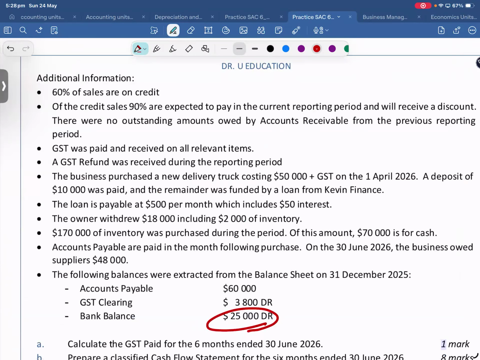Okay, guys. Then is that all? Yeah, we are done up to the bank balance. Is that all? No. Then GST received. GST received done. GST received or you mean refund? Yeah, both done. Drawings done.